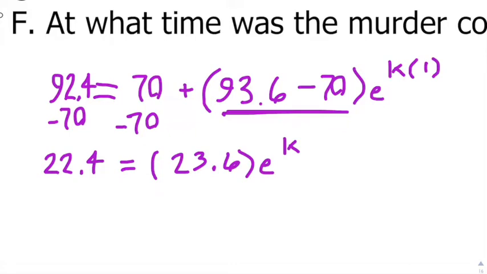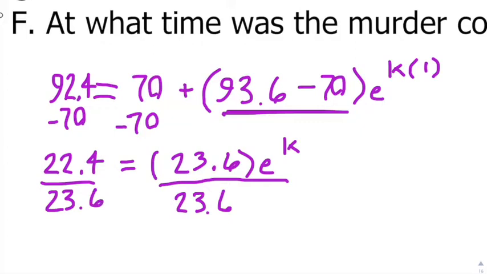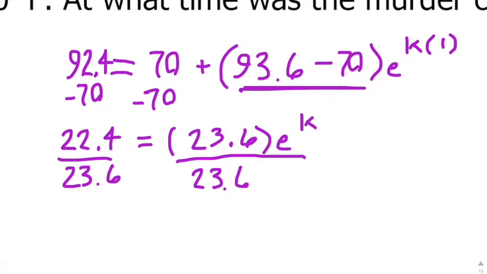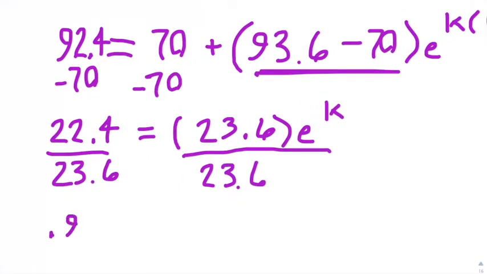Now before you can switch to log form, or actually natural log form, we need to get rid of this thing in front of the base, or in front of e. So we're going to divide both sides by 23.6. And let me use my calculator here for that. 22.4 divided by 23.6 comes out to 0.949. Let's go to 4, I guess.